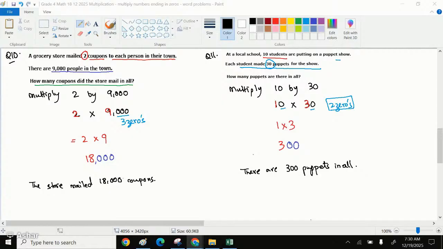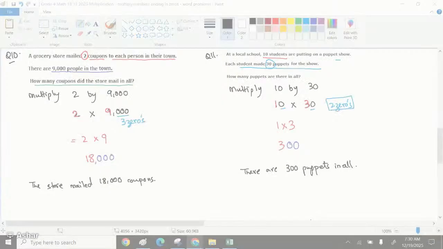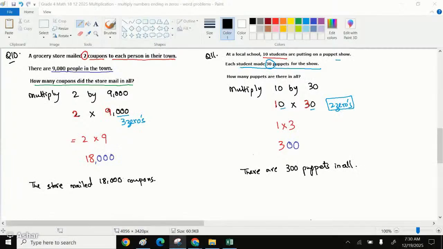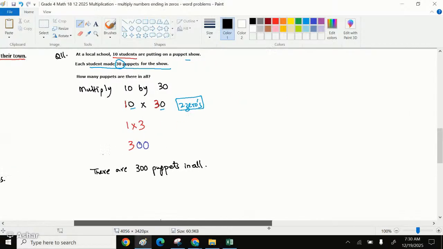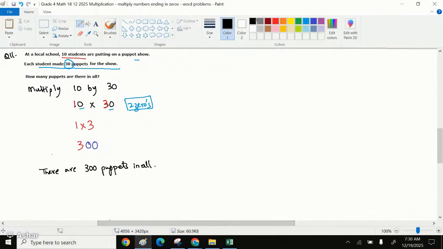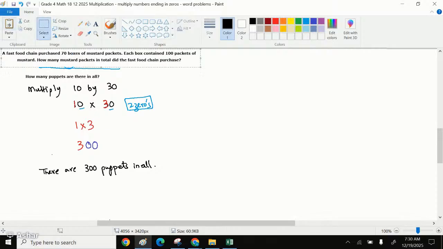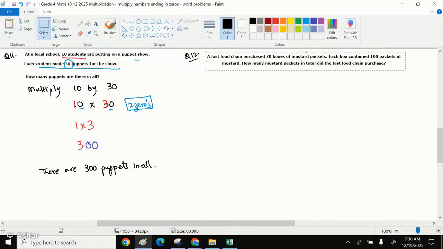Let's see if we have a bigger question. No, we still have same questions, and this is easy if you understood it. After this, we'll do a few questions from the test.